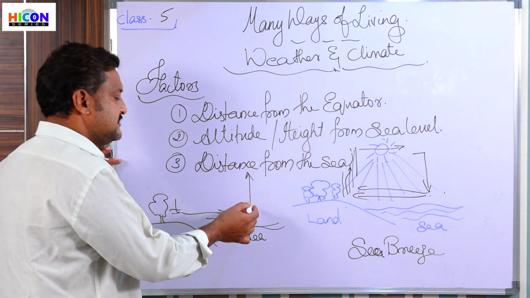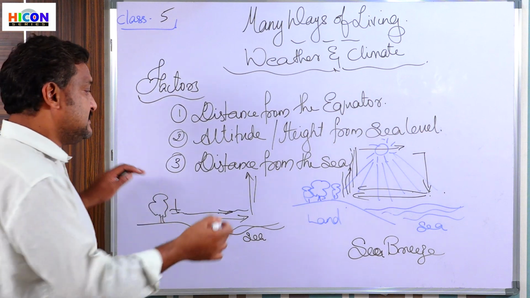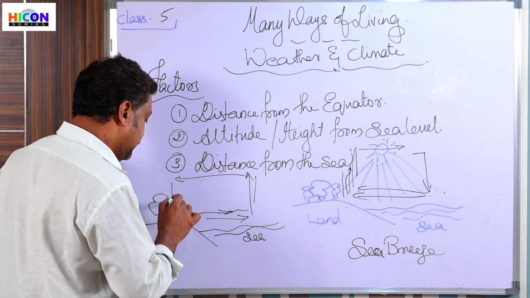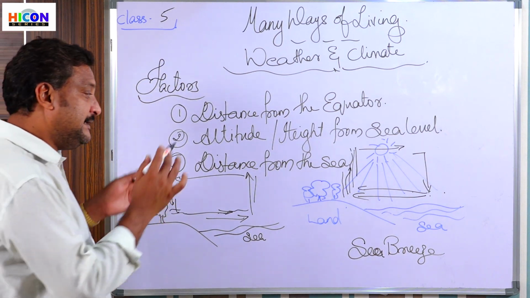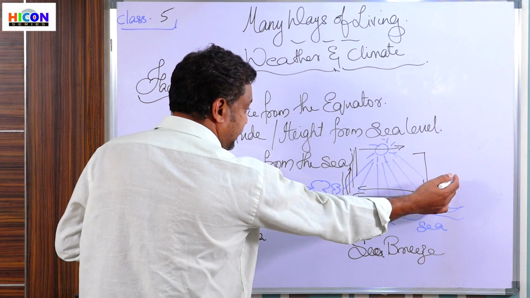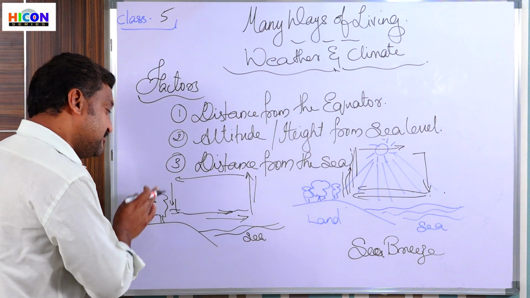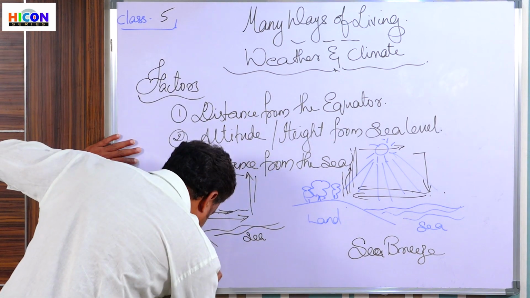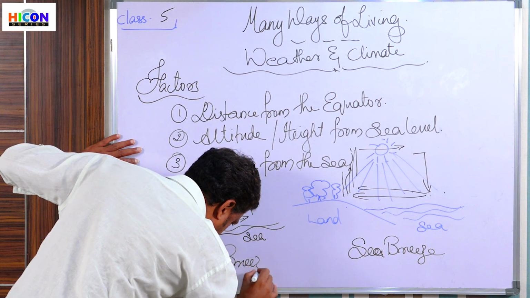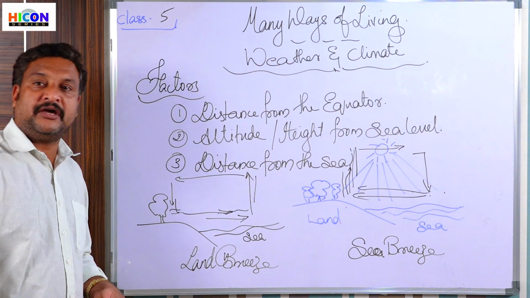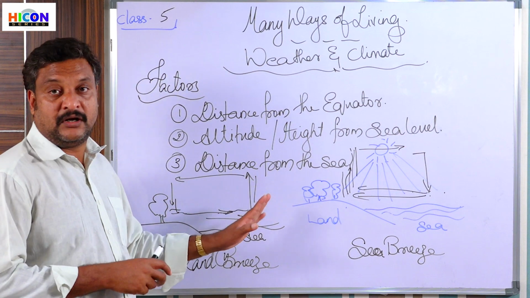Again, the same process. This goes up. Yeah, as we go up, temperature decreases. This cools down and flows in this way. Okay. So during the daytime, the wind comes from the sea, and during the night time, the wind comes from the land, and this is known as a land breeze.